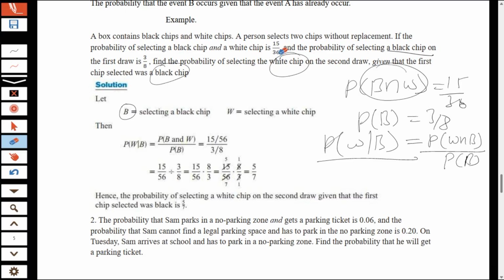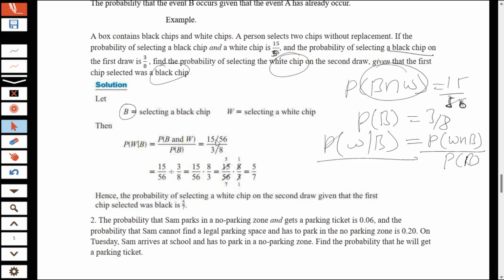This place is supposed to be what? 56, right? I'm very sorry. Here is supposed to be 56, not 36, right? 56. So here I have to get 56. So I'm sorry, let's continue.